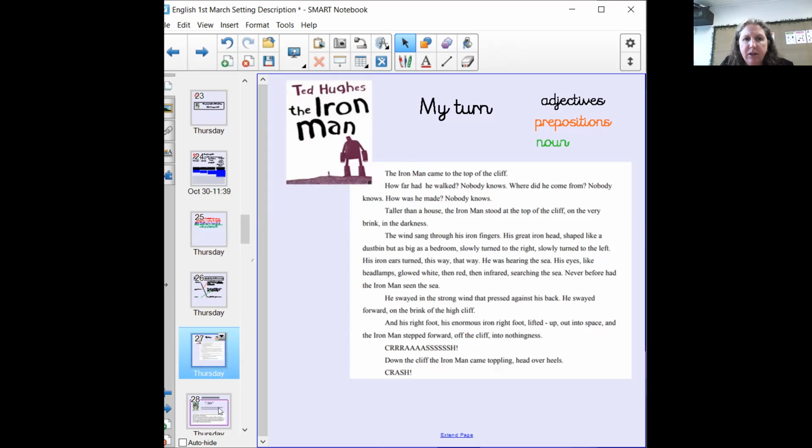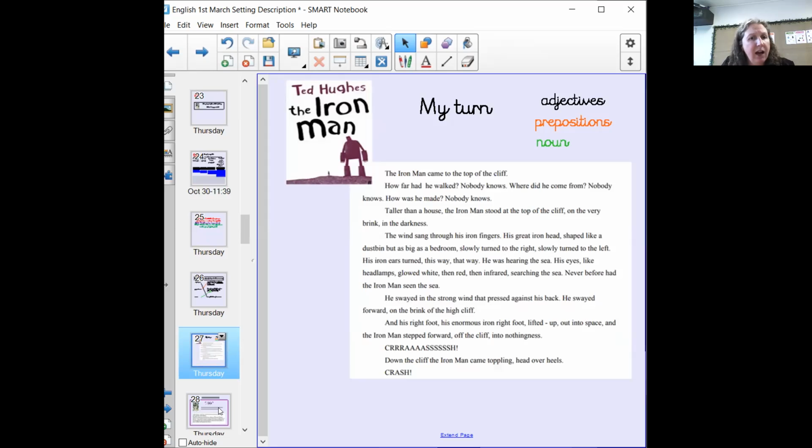in the darkness. The wind sang through his iron fingers. His great iron head, shaped like a dustbin but as big as a bedroom, slowly turned to the right, slowly turned to the left. His iron ears turned this way, that way. He was hearing the sea. His eyes, like headlamps, glowed wide, then red, then infrared, searching the sea.